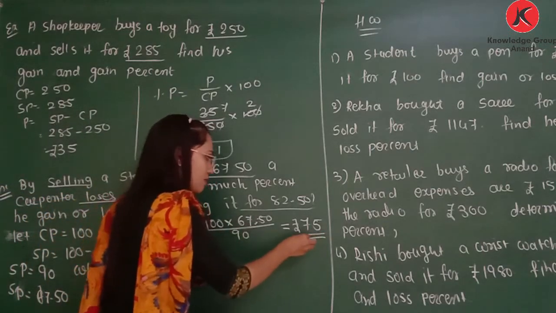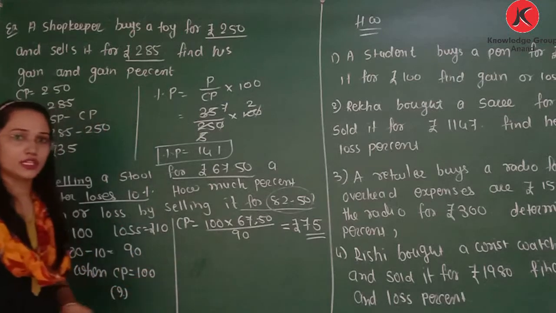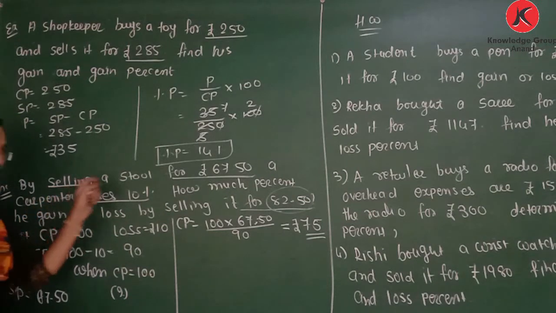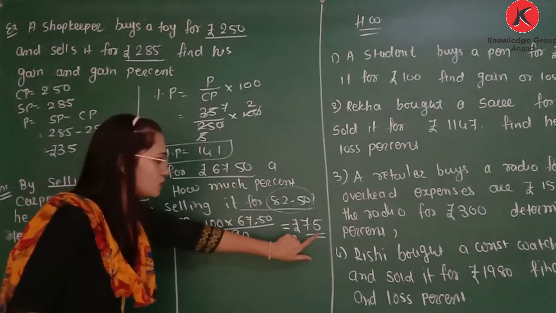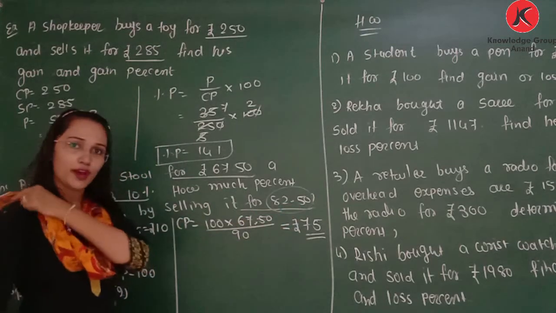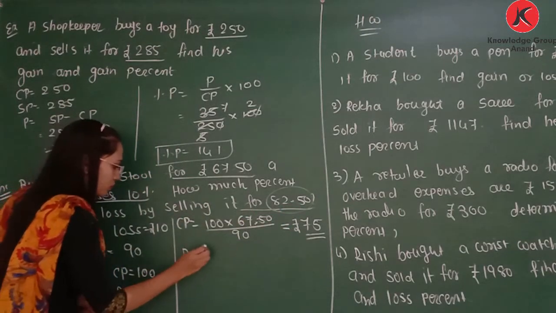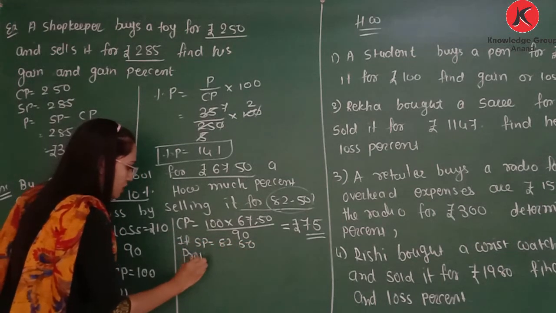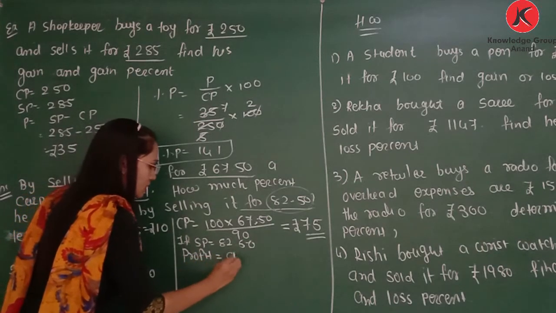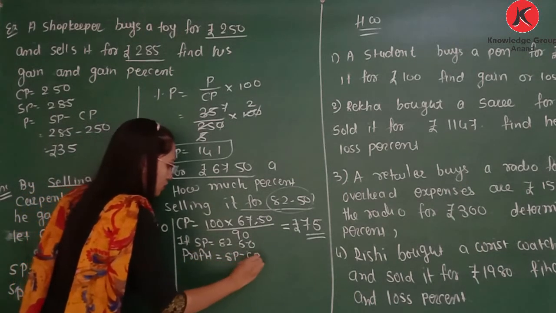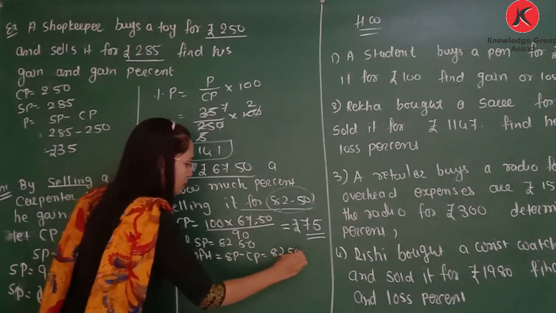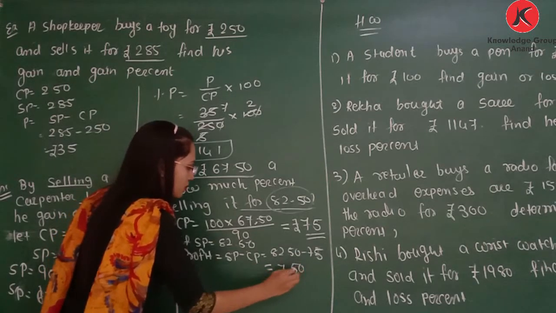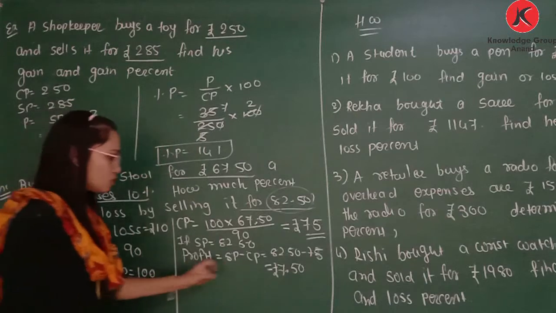So if cost price is 75 and selling price is 82.5, it is a profit. So from the first selling price we get the cost price, and now we have cost price 75 and selling price 82.5, so we have a profit. Profit is equal to SP minus CP, that is 82.50 minus 75, so that is 7.50 rupees. Okay, so this is the profit in rupees.